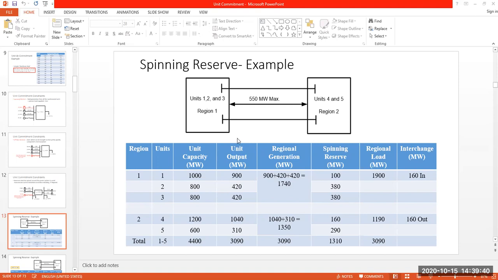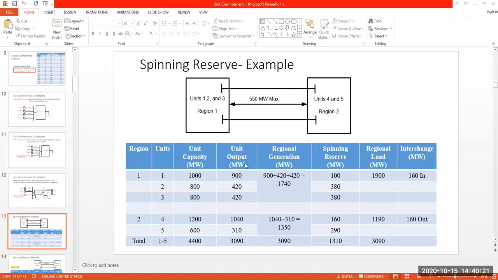In the next column, that is unit output, it means at present how much of the maximum capacity is utilized to serve the demand. Okay, how much of the maximum capacity in numerical value, in number, not in percentage. So in numbers, how many megawatts are actually utilized. So is it utilizing all of 1000 megawatt or something less? That sort of information is available here. So under the current circumstances, unit 1 is providing 900 megawatts, unit 2 is providing 420 megawatts, and so on.